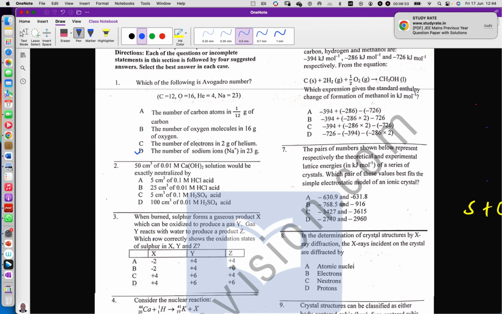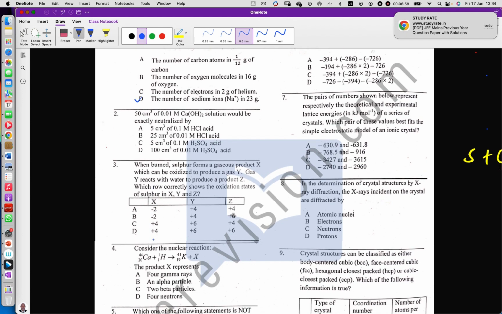Question number 3 has to do with burnt sulfur. When burnt, sulfur forms a gaseous product X, which can be oxidized to produce a gas Y. Oxidation is addition of oxygen, remember. So when we add oxygen to it, what will be Y? Gas Y reacts with water to produce a product Z.